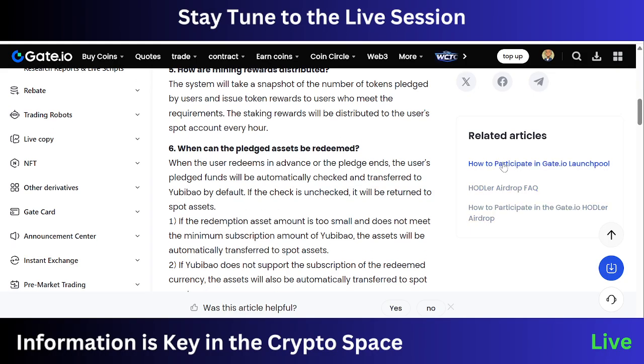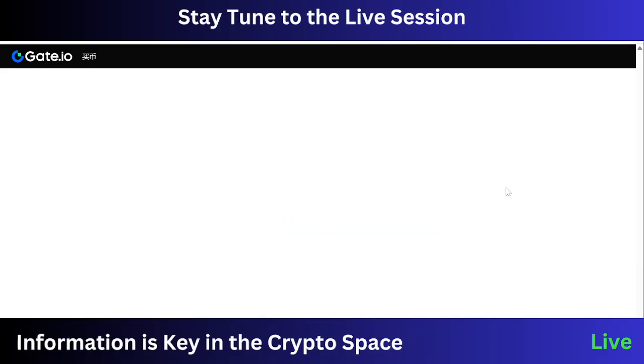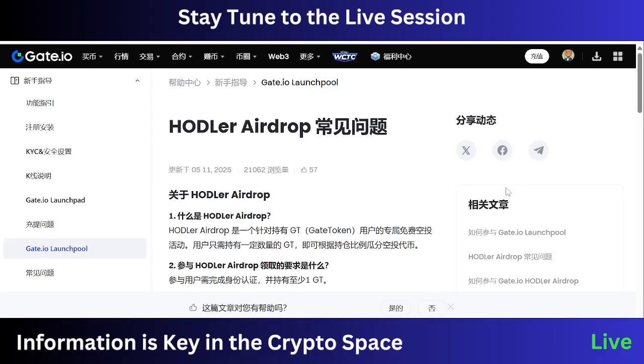So we've been able to look into understanding Launchpool and how to participate in Launchpool. Let's now look into the holders airdrop.